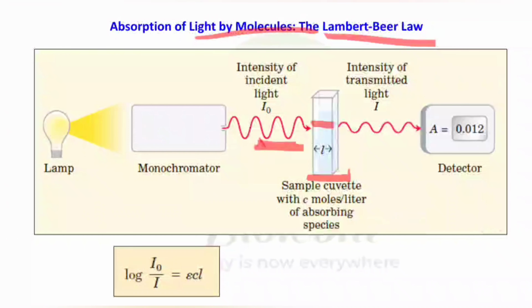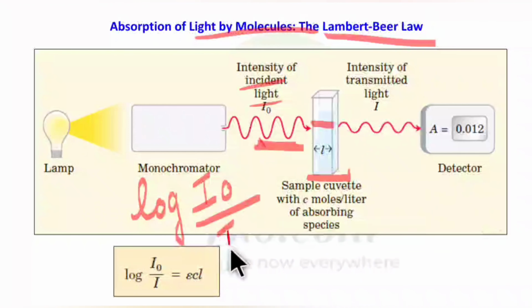Which two lines? The fraction of the incident light absorbed by a solution at a given wavelength is related to the path length and the concentration of the biomolecule. Together we call this Lambert's law. Now the log of I naught over I, where I naught represents the intensity of incident light and I is the intensity of the transmitted light, the light after absorption, is equal to epsilon CL.